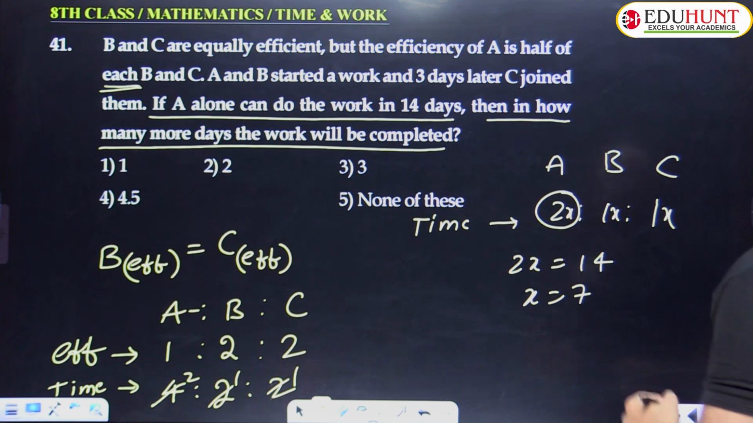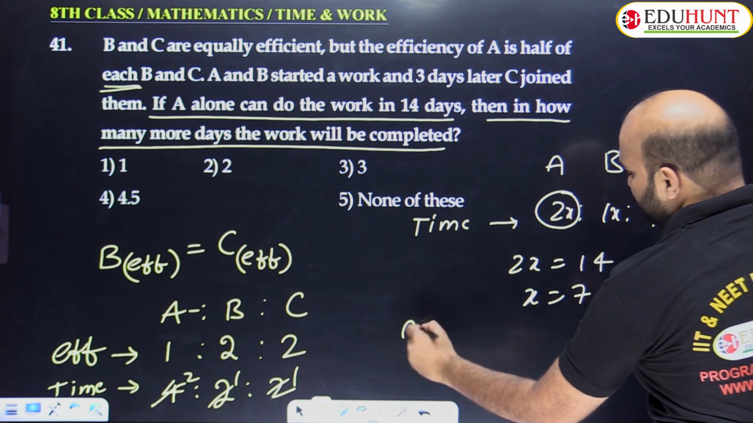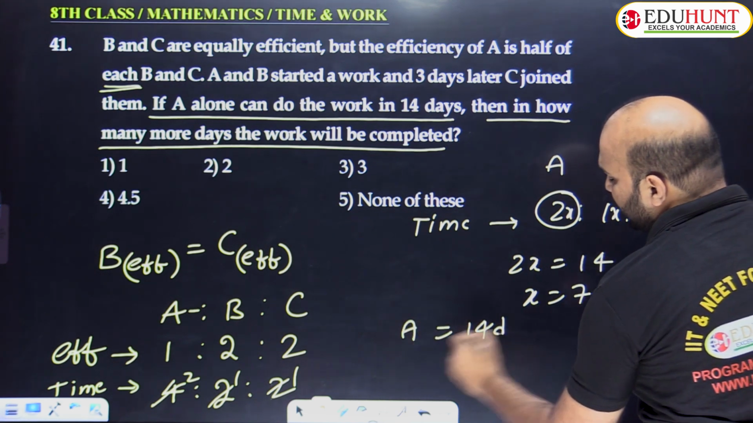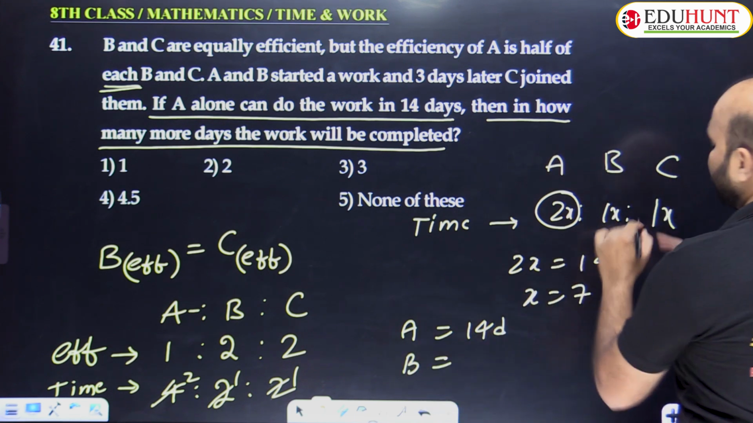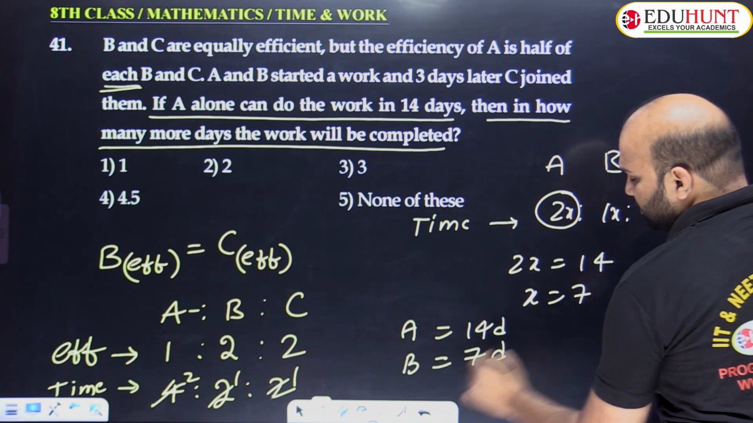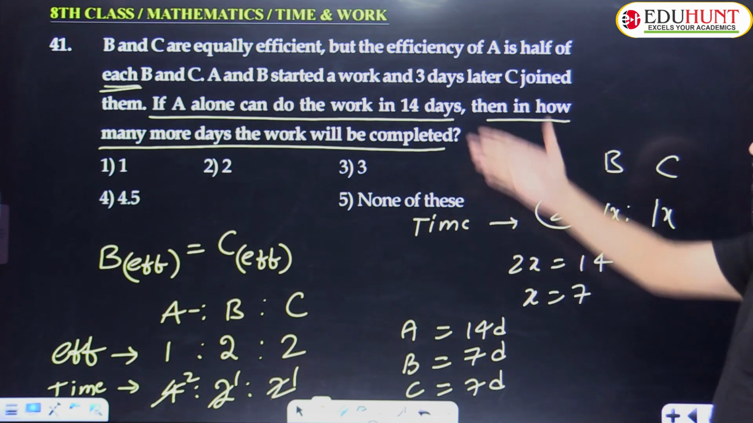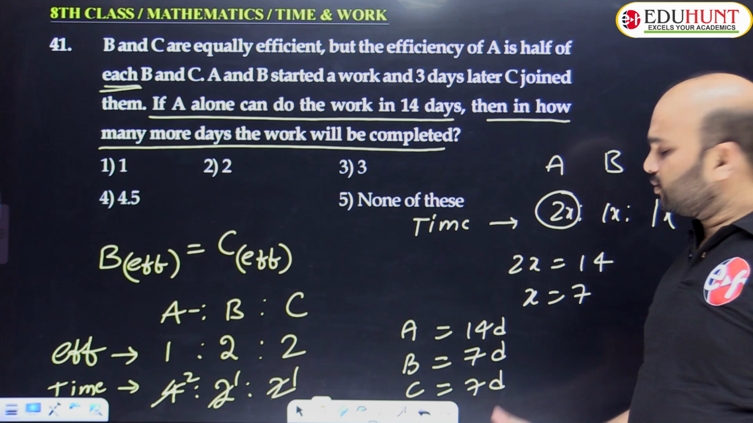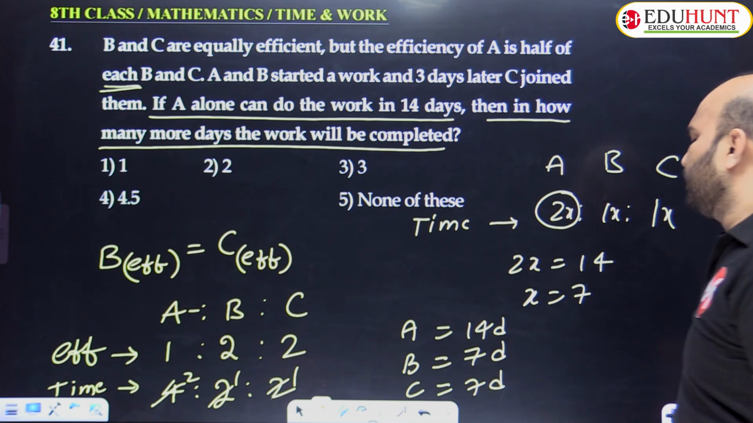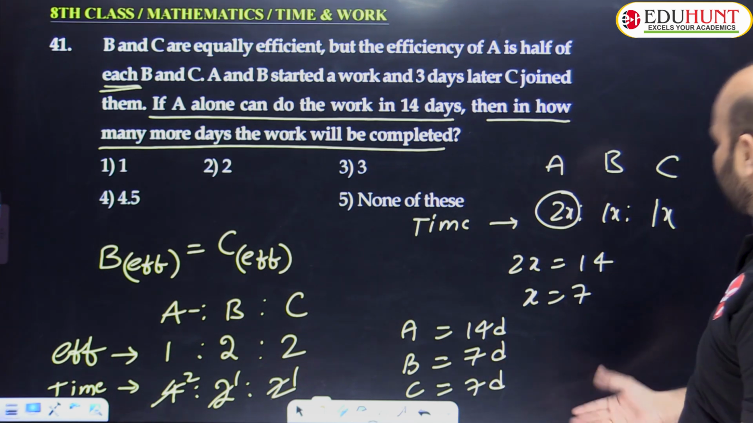A alone can do it in 14 days, given. B alone can do it in how many days? 1x, nothing but 7 days. X value is 7. C alone can also do it in 7 days, because B and C efficiencies are equal, so the time taken is also the same. B takes 7 days as well, C takes 7 days.